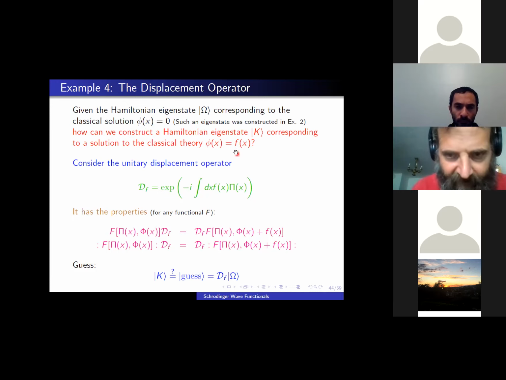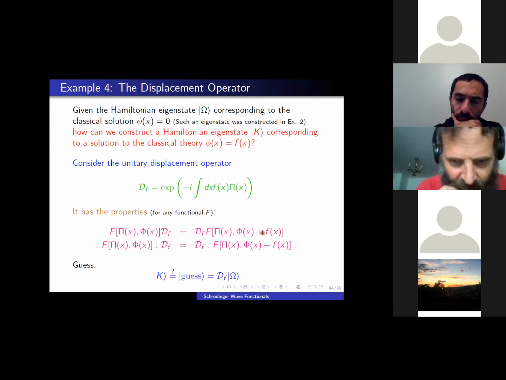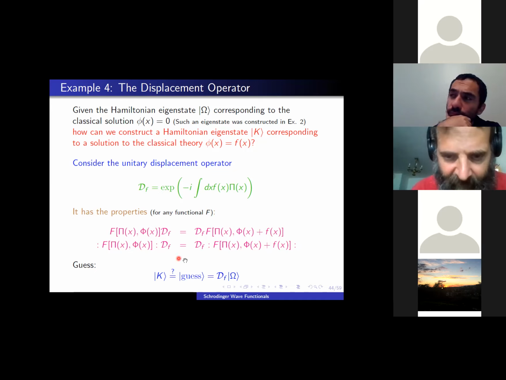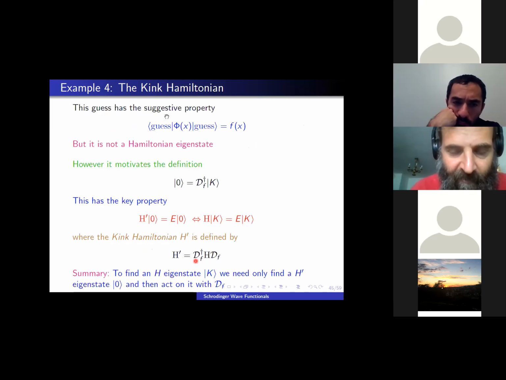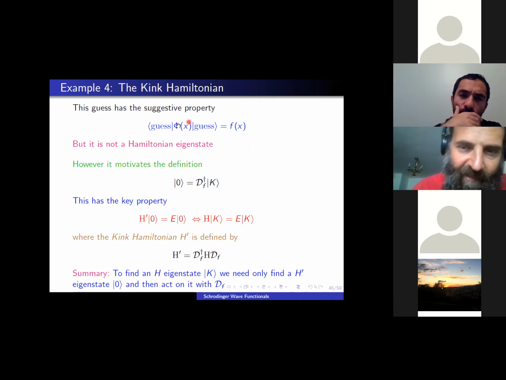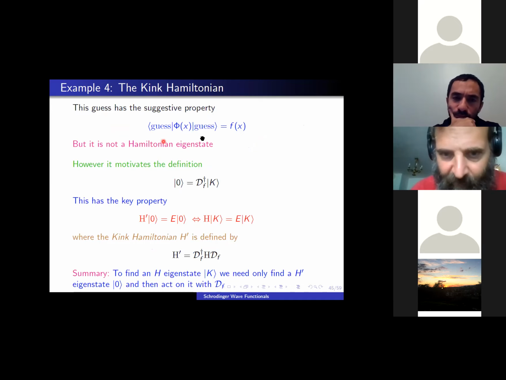Now, the key to this construction is the displacement operator, this operator over here. The displacement operator is the operator which shifts phi by f, this classical solution we're trying to do. And it's compatible with normal ordering. And so the most naive guess is K, the Hamiltonian eigenstate we're looking for, is just created by this displacement operator. So this guess is nice, it has some nice properties, but it's a little too naive. It's not quite a Hamiltonian eigenstate, but it motivates this definition over here.